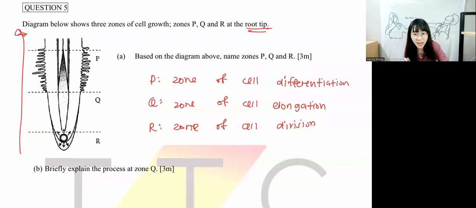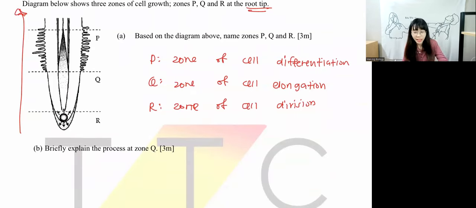Division, elongation, differentiation. Remember, when you label correctly, it means that your answers will be correct later on. Later, B, C, D, when they're related back to this zone, at least your answer is correct. Remember to label correctly. Briefly, zone Q, elongation. Elongation means they want to increase in size and mass of the cell.